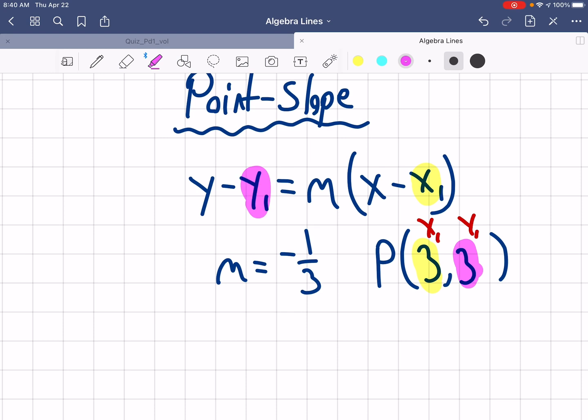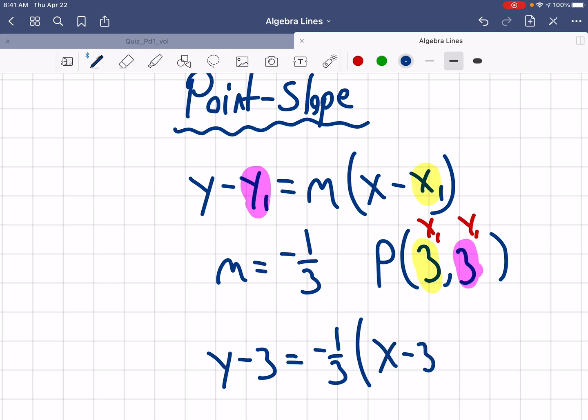Just remember, the only thing that's trippy is that you have the negative in front of it. It's minus y1. So you're going to have to reverse the sign. It's the opposite of whatever that coordinate is, right? So here we go. We have y minus 3 equals slope, negative 1/3, times the quantity, x minus 3.